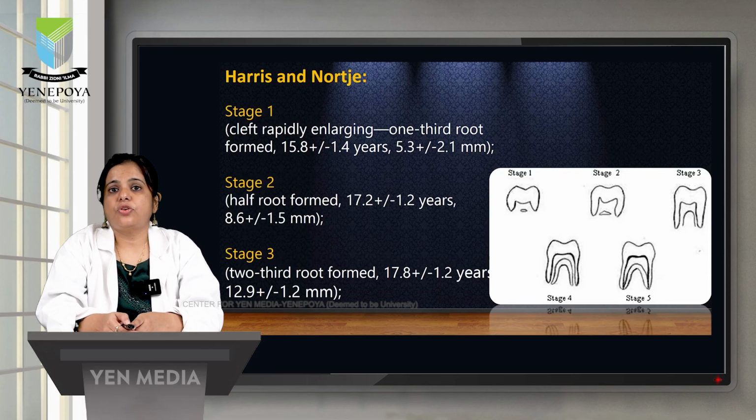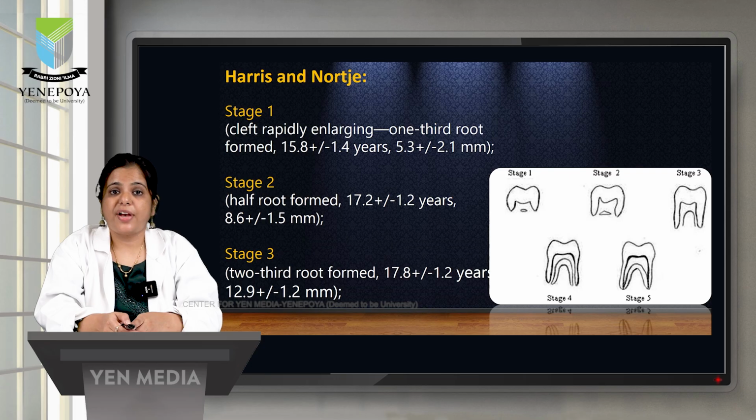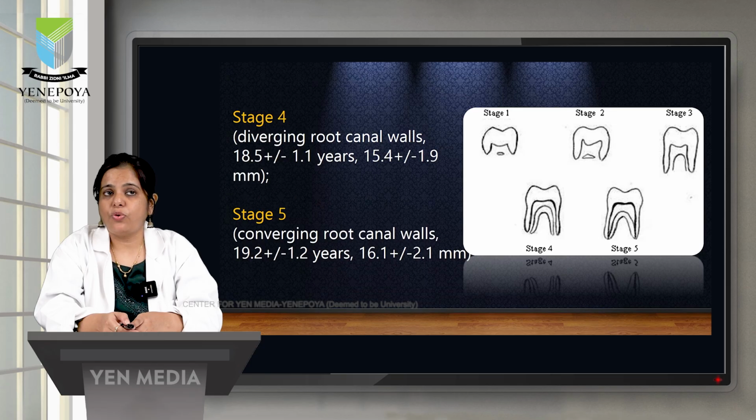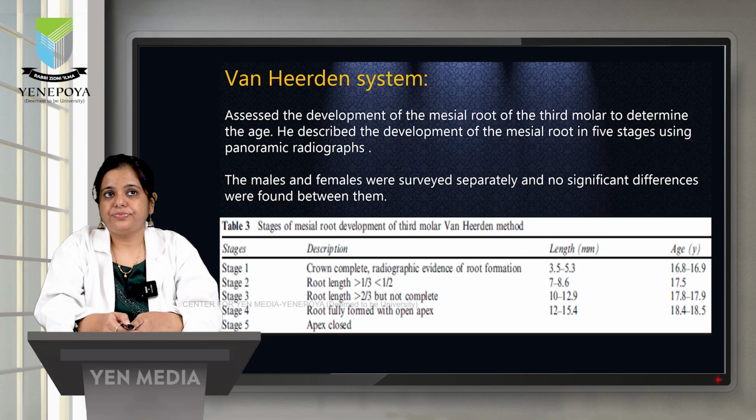So, this is the Harris and Nortje method, wherein we have 5 stages. Stage 1, wherein cleft rapidly enlarging, 1/3 of the root is formed. Stage 2, half of the root is formed. Stage 3, 2/3 of the root is formed. Stage 4, we can see diverging root canal walls, and stage 5, converging root canal walls.